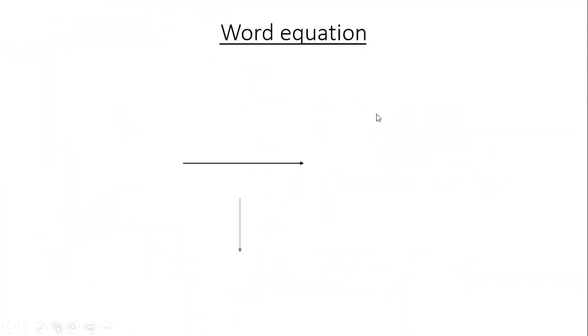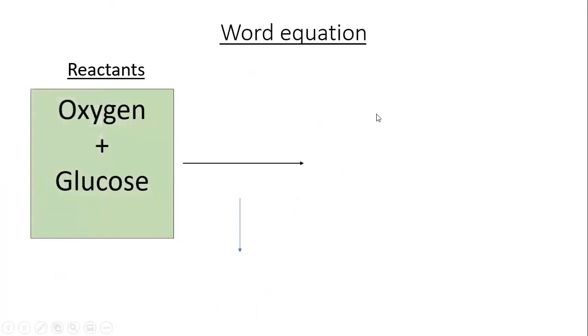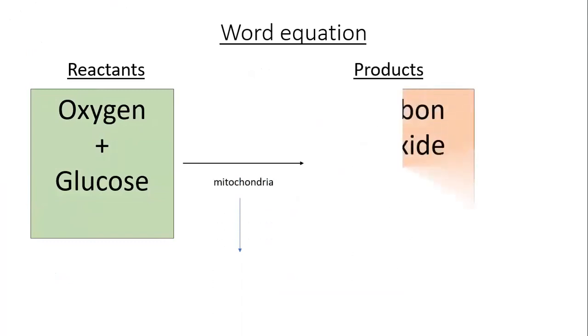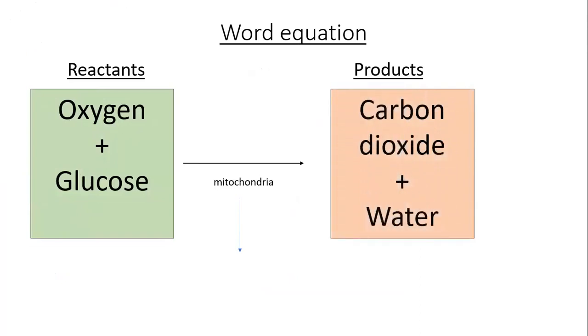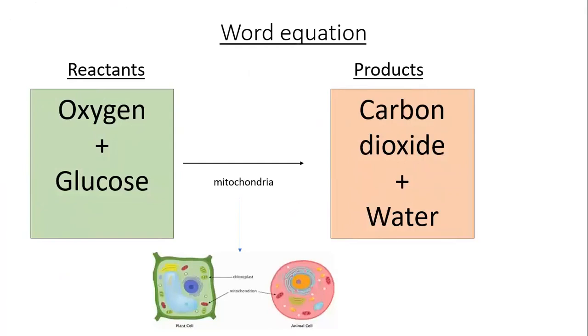The word equation. The reactants include oxygen and glucose. These react together in a chemical reaction inside the mitochondria, and the products are carbon dioxide and water. So the word equation is oxygen and glucose are the reactants. They react together in the mitochondria of a cell, and this produces carbon dioxide and water.